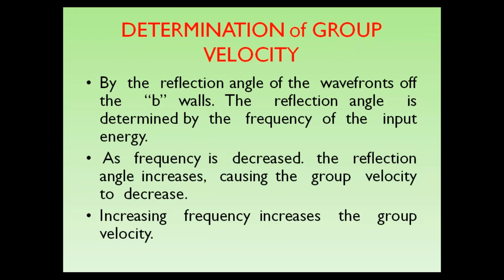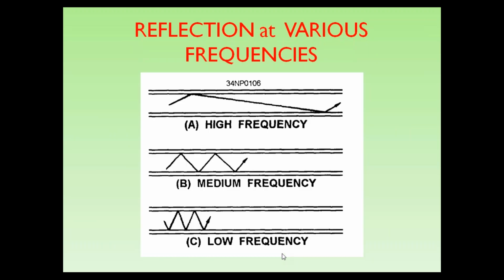It is the reflection angle of the wavefronts off the walls B. The frequency of the input energy determines the reflection angle. So as the frequency is decreased, the reflection angle increases, causing the group velocity to decrease. So increasing the frequency increases the group velocity. This is how we determine group velocity.